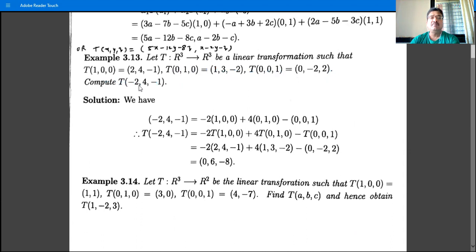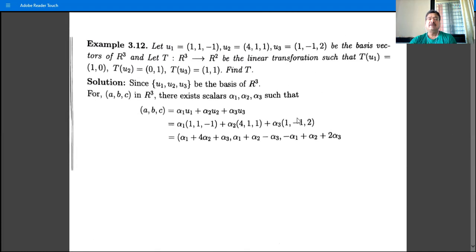And we have to find T of minus 2, 4, minus 1. Suppose we have to find T of ABC, or the formula for T, then T of ABC. So express that ABC as a linear combination of 1, 0, 0, 0, 1, 0, and 0, 0, 1. Here we have to express minus 2, 4, minus 1 as a linear combination of these three vectors, that is 1, 0, 0, 0, 1, 0, and 0, 0, 1. And obviously we have the scalars minus 2, 4, and minus 1, because 1, 0, 0, 0, 1, 0, and 0, 0, 1 is the standard basis.